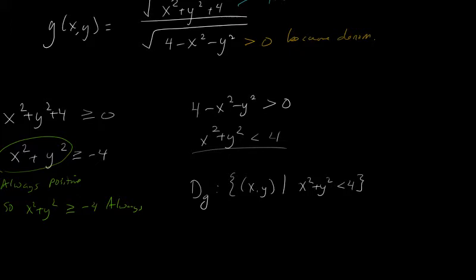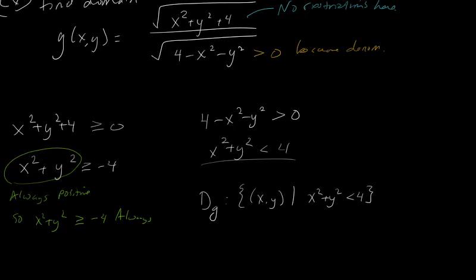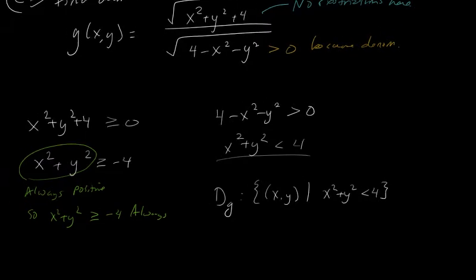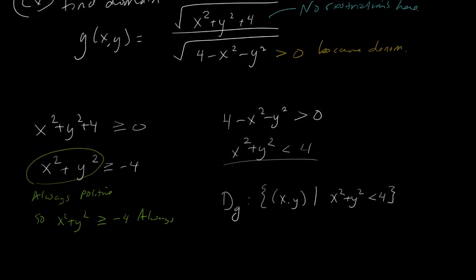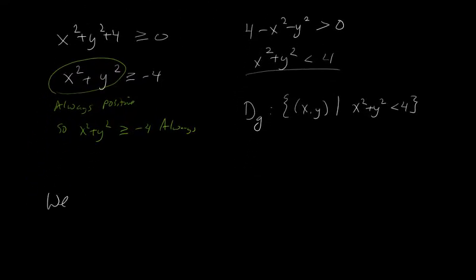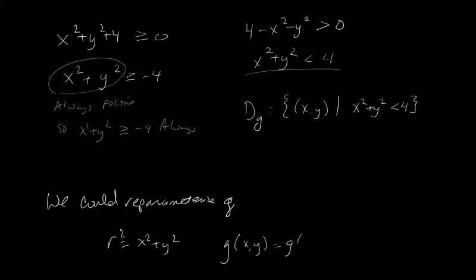So you might have noticed that this g function contains x squared plus y squared in a couple of different places. We could have reparameterized this. So this is not a necessary step, but it's something that if you notice it, you can do it. So we could reparameterize g, because r squared is x squared plus y squared. So then g of x, y would be equal to g of r, which would be equal to the square root of r squared plus 4 divided by the square root of 4 minus r squared.